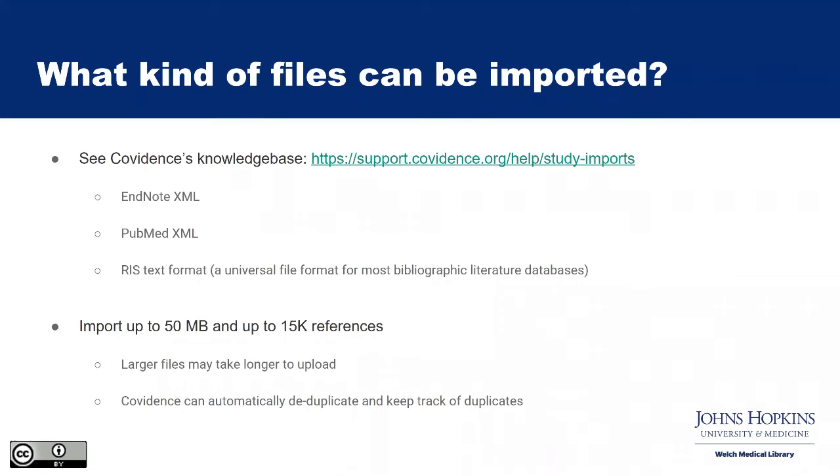Note that larger files take longer to upload, and Covidence will automatically deduplicate and keep track of duplicates for you. So the deduplication process is always sort of a human error kind of thing. I always look for duplicates when I give files to my users, but there are inevitably going to be duplicates remaining, and Covidence will try to identify those for you and eliminate them for you.